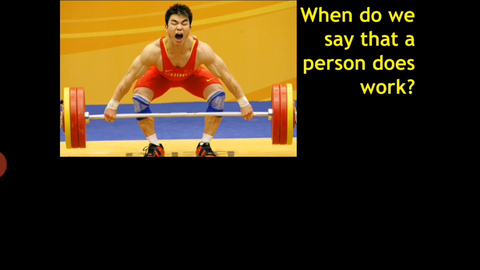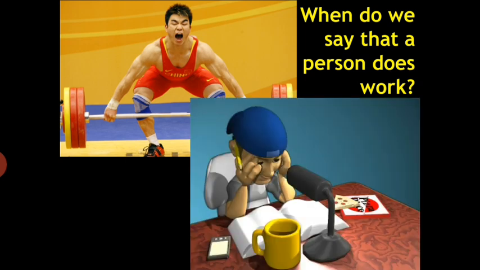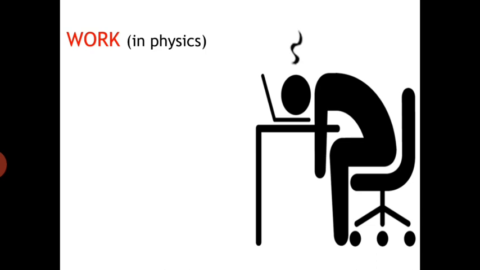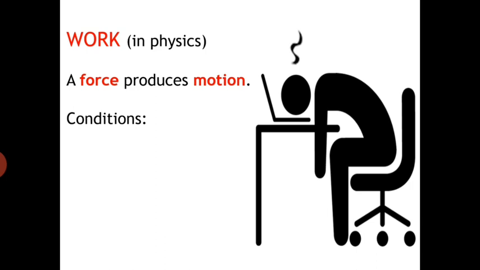Now here is a question. When do we say that a person does work? Now in everyday language, the term work refers to any activity that requires muscular or mental effort. But in science, it's actually different, specifically in physics, because we can only say that there is work done when a force produces motion. We actually have conditions in order to say that there is work done on an object.